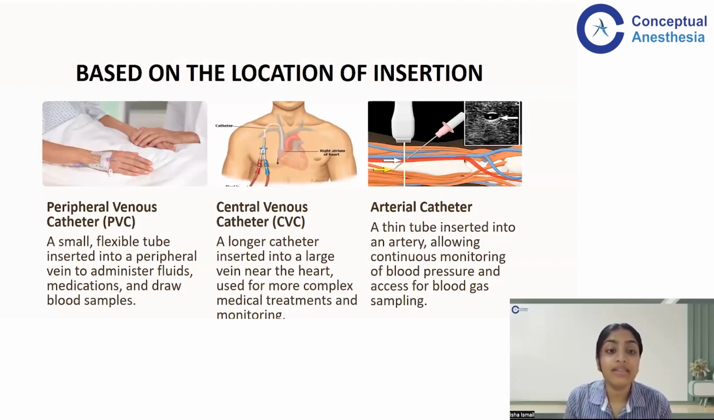Now, when we come to the basis of location of insertion, you have your peripheral, central, and arterial. Peripheral venous is what we use on a day-to-day. It's just a flexible tube. You put it into the vein. You can give your fluids and medications.